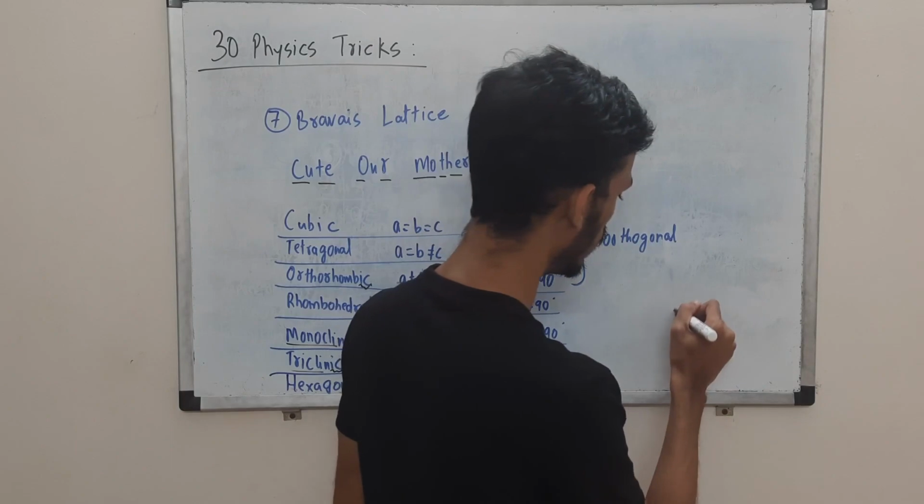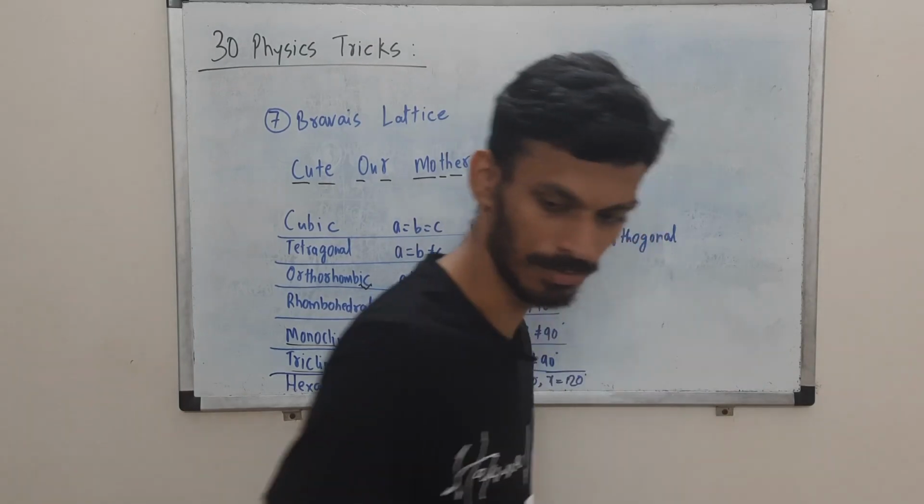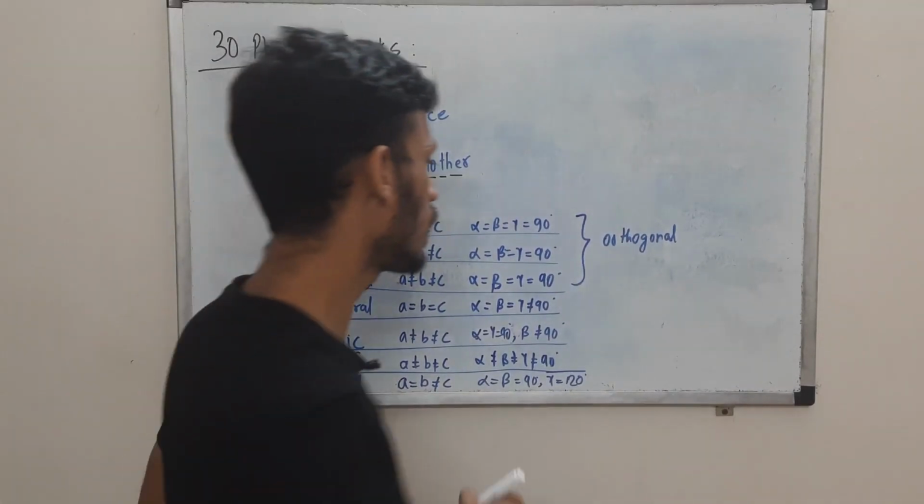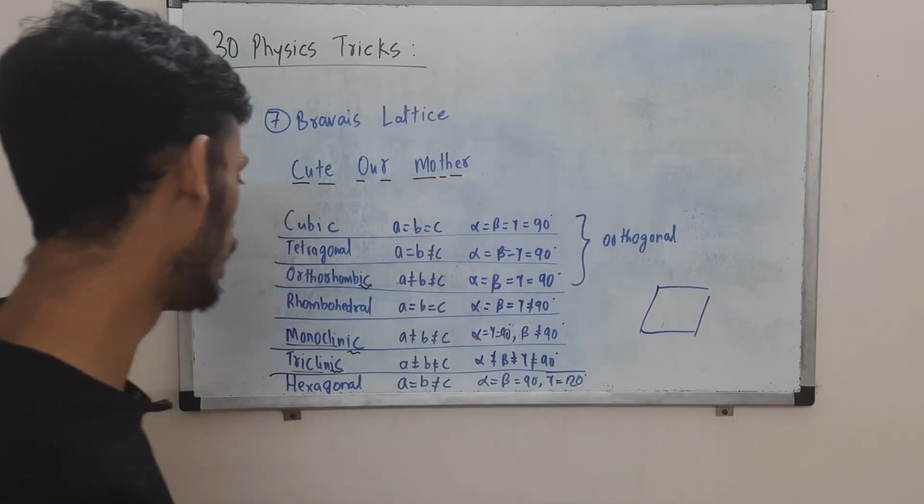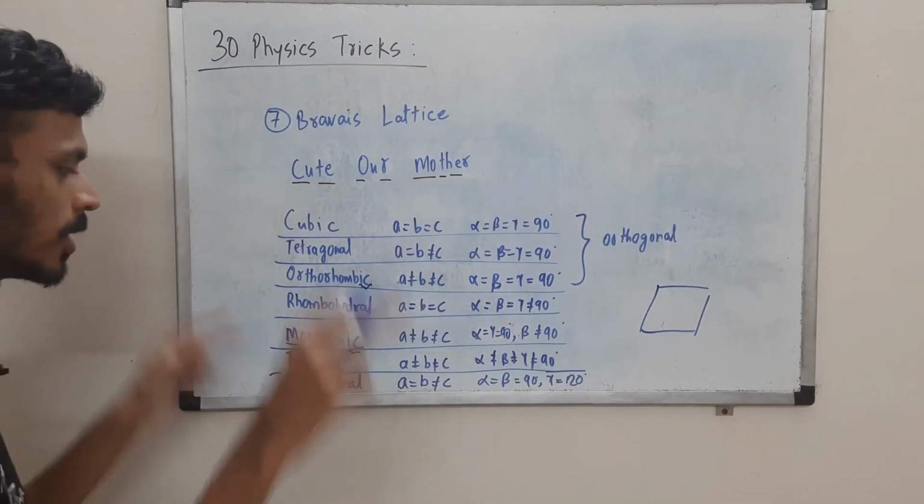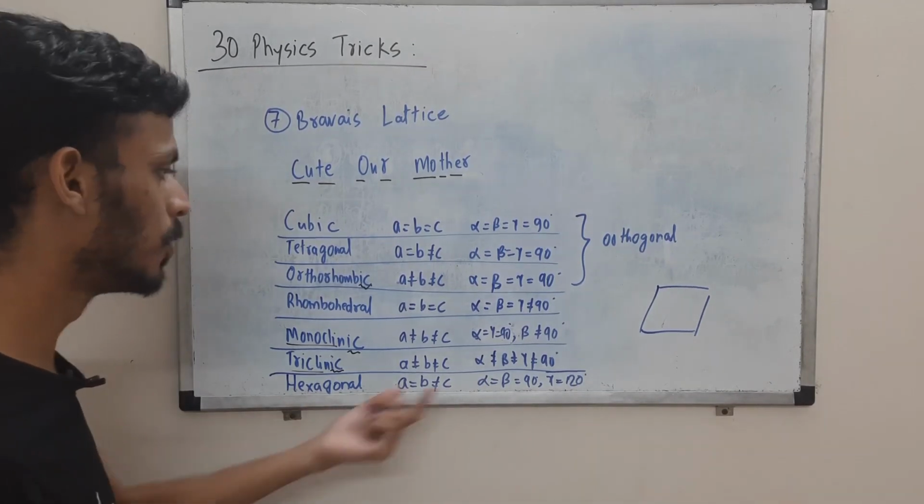Finally, coming to hexagonal, it's again simple. You can imagine a hexagonal thing. Okay, I'll use a different pen. Hexagonal is like this, right? A parallelogram, the primitive unit cell. I'm not speaking of a hexagon. The PUC is like this, right?